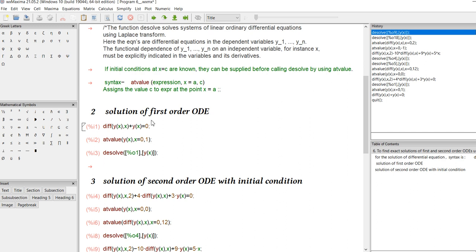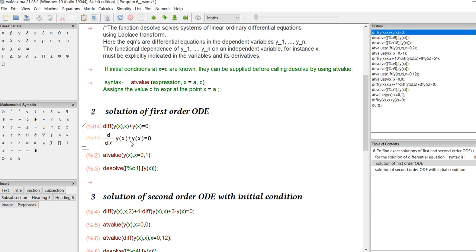So this initial value is used to find the constant c. Let us first enter the differential equation, as I told you in my previous lectures how to enter a differential equation. This is my differential equation in input 1: dy/dx plus y(x) is equal to 0. It is a first order differential equation with constant coefficients, and the right hand side is 0.